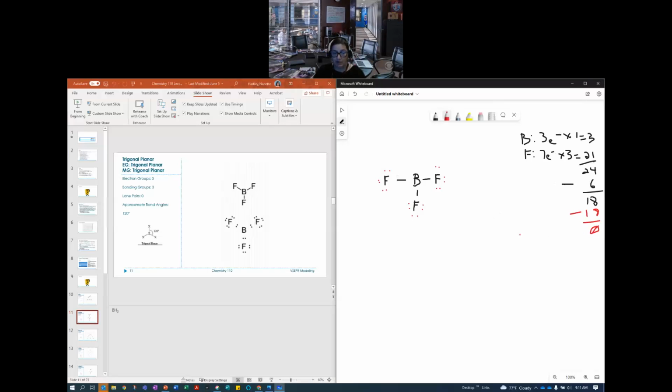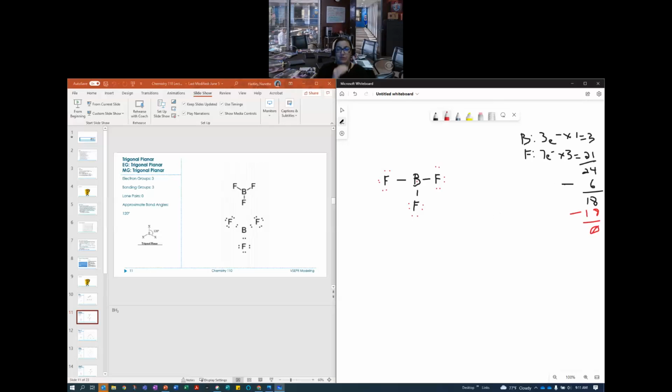Now, boron is not completely happy, and I know that because it's not a full octet, but what I can't do with boron is pull one of these in here and make a double bond. Why can't I do that? Because there's nowhere for me to put those electrons to be able to do that. It's because of where it exists in the periodic table. So being in row 2, I cannot move that into a double bond.